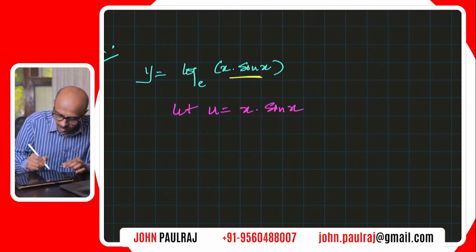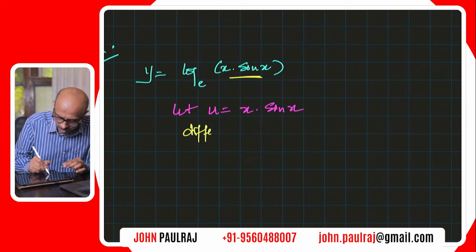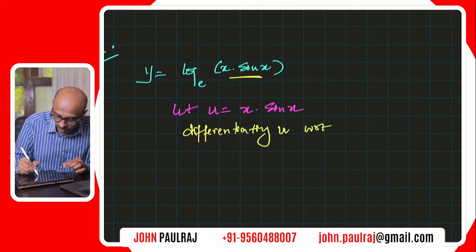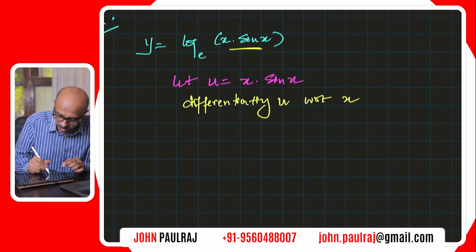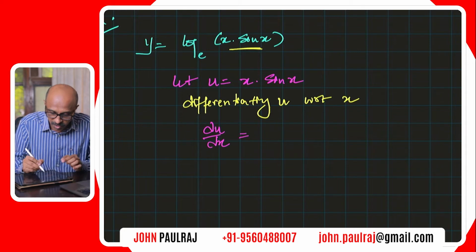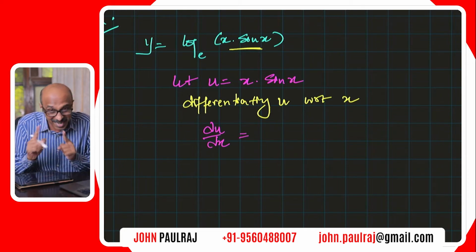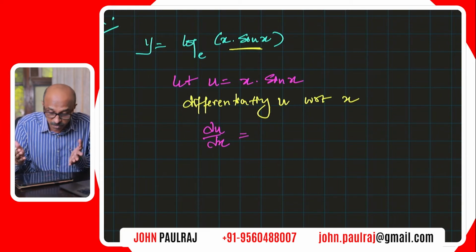So when we differentiate with respect to x, differentiating u, WRT stands for with respect to x. Now that's a product, right? So we are using the product rule to find du over dx. On the left-hand side, it's just du over dx. On the right-hand side, we have that product x times sine of x. How do we differentiate using the product rule?